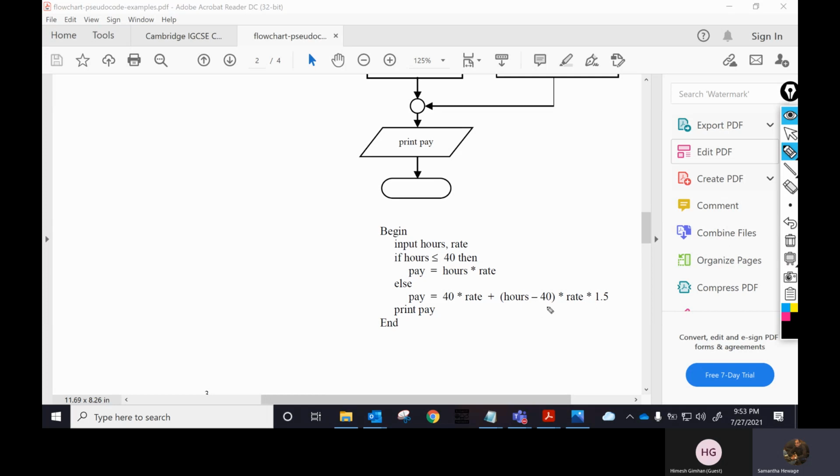Here you will get the extra additional hours. For example, say 50 hours, then you will get 10. 10 into rate; say the rate is 1000. Then 1.5 means rate 1 is 1000 money, and 1.5 means 1500. Got it? Yes, sir.